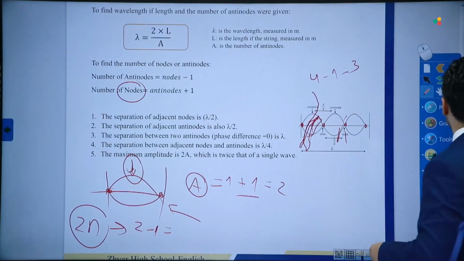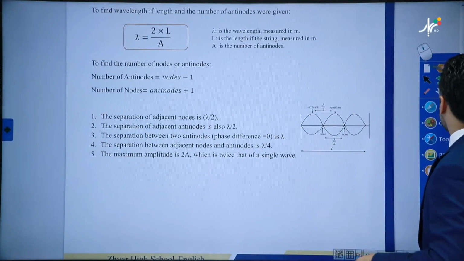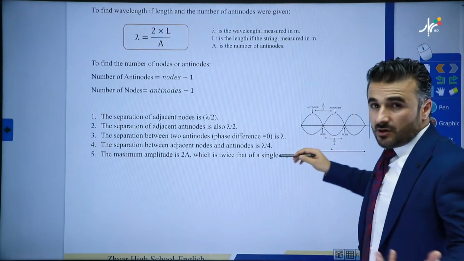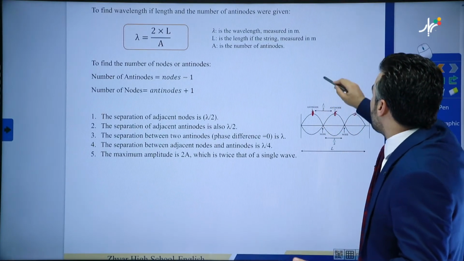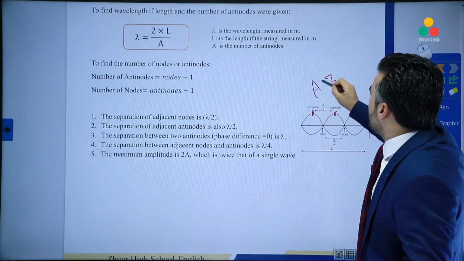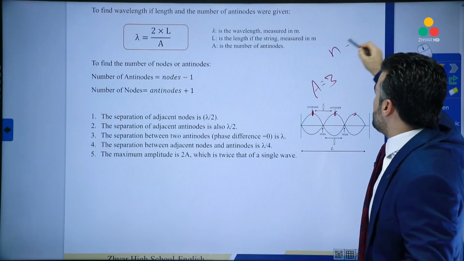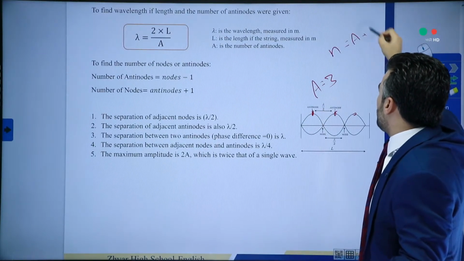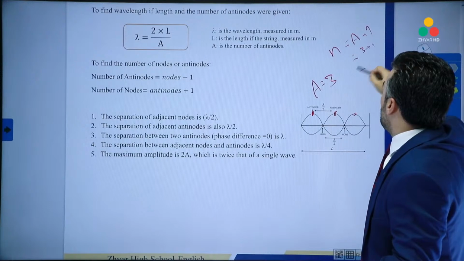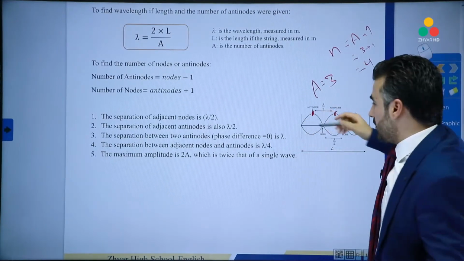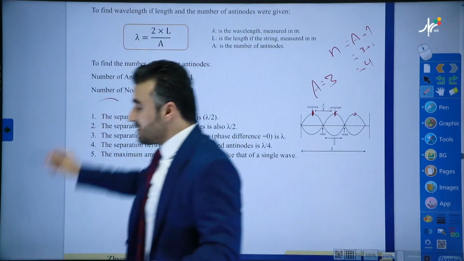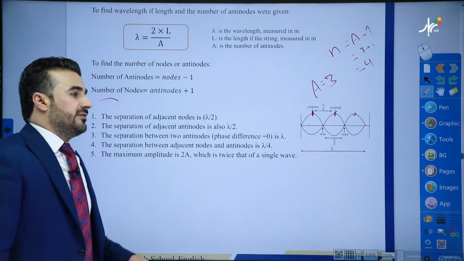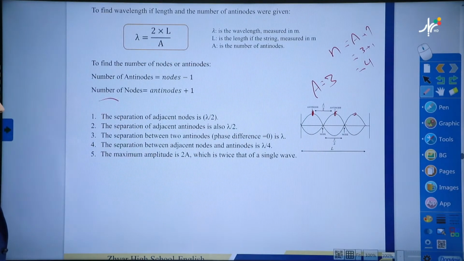Now there is another way. Let's clean this. For example, if I start with the antinodes this time, how many antinodes do I have? 1, 2, 3, yeah? So 3 antinodes. If I want to find the number of nodes, we said antinodes plus 1, yeah? So 3 plus 1 will get a total of 4 nodes. So count with me if it is correct. 1, 2, 3, and 4, and this is correct. So using this equation, we can always find the number of nodes and antinodes.